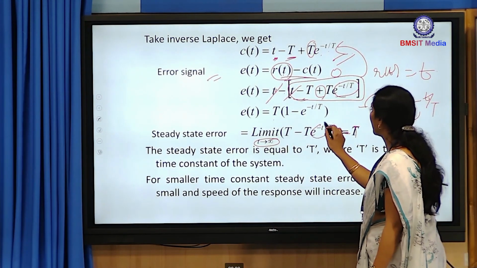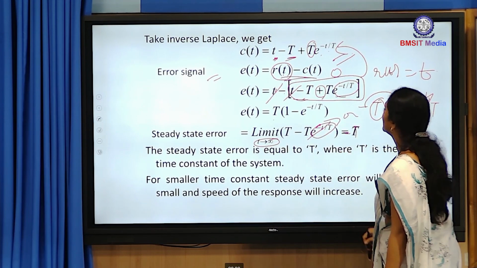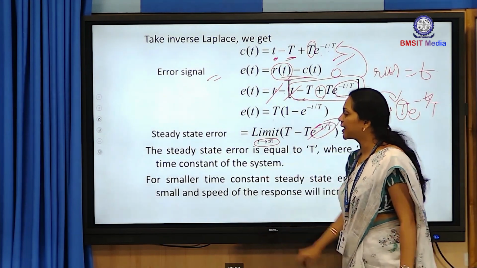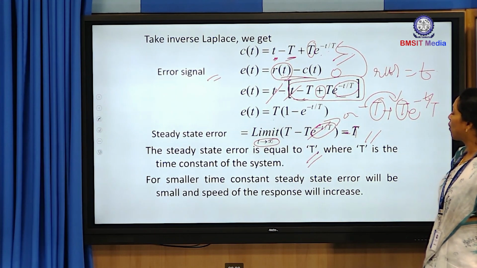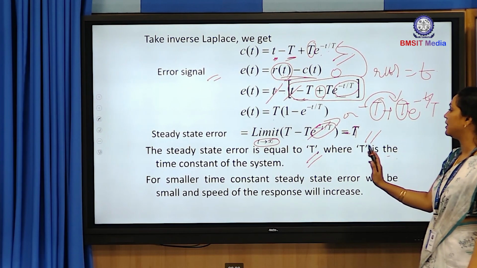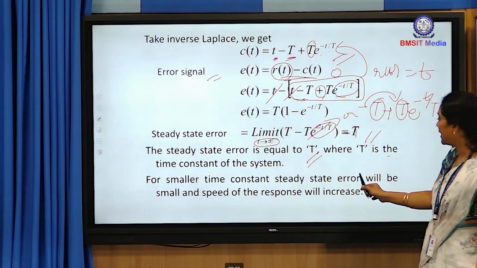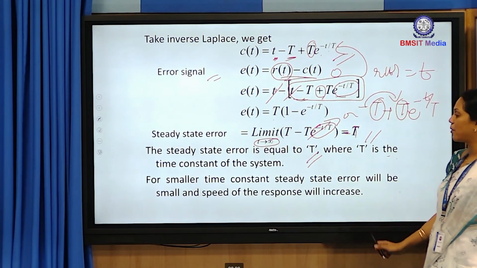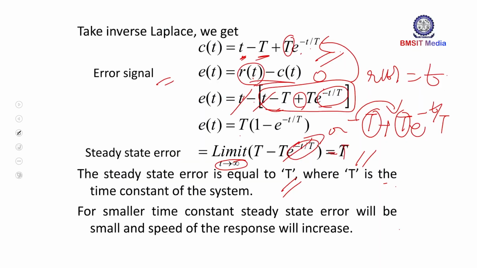So, e to the power of minus infinity here. So, this part can be a negligible part. Therefore, the value that I will be getting will be equivalent to t. Now, what is the steady state error equal to? The steady state error is equivalent to t, and what is this t? This t is said to be the time constant of the system. For smaller time constant, this steady state error will be small and the speed of the response will increase. This is the final conclusion that we can make with respect to the steady state error.